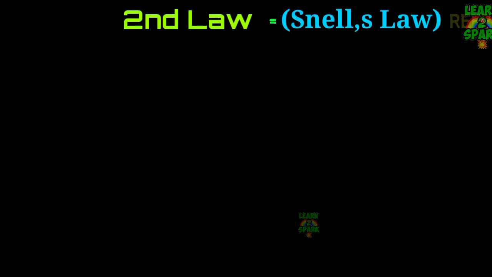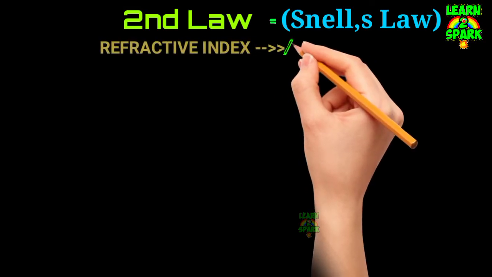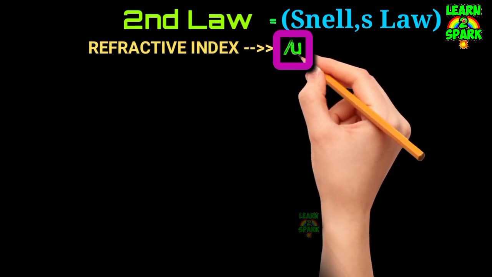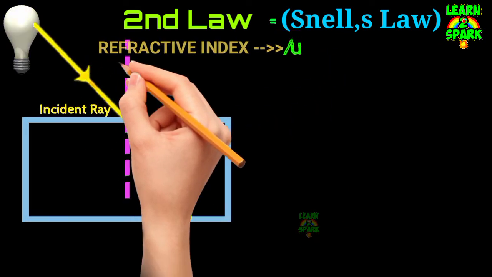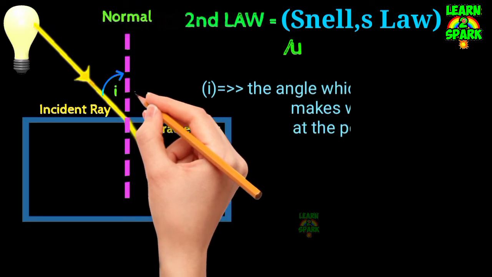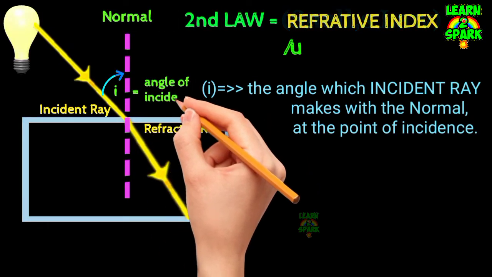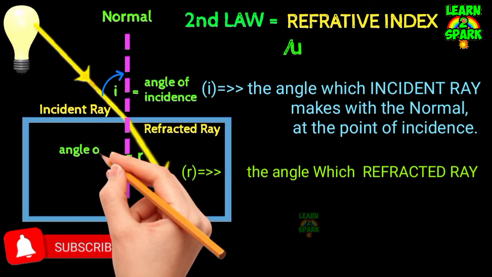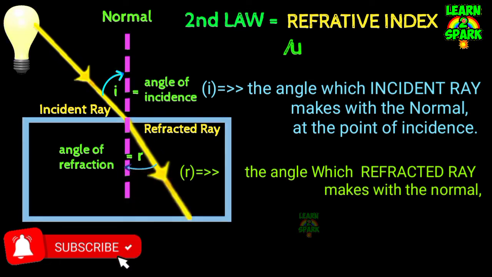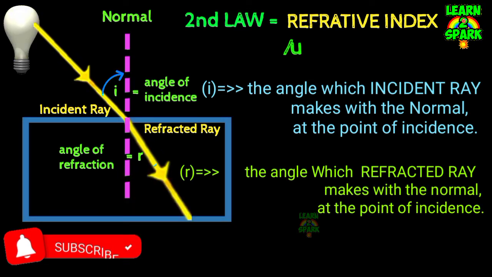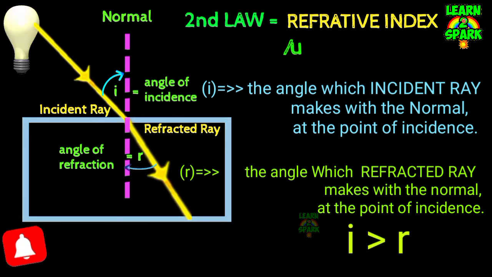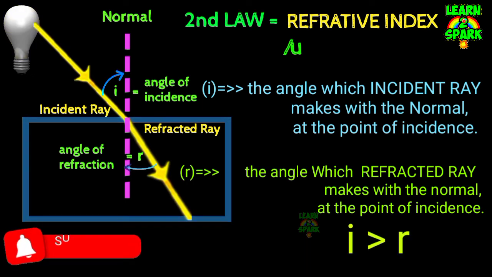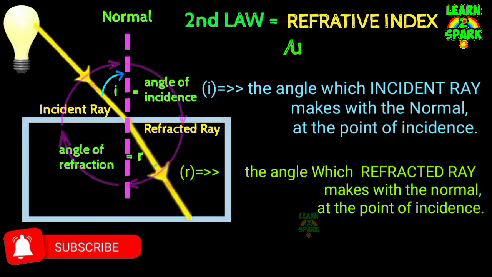Let's talk about the second law of refraction, which is popularly known as Snell's Law, which describes the refractive index denoted by the symbol mu. Now, the angle which the incident ray makes with the normal is called the angle of incidence, and the angle of refraction is the angle which the refracted ray makes with the normal at the point of incidence. If the second medium is denser, the angle of incidence will always be greater than the angle of refraction.